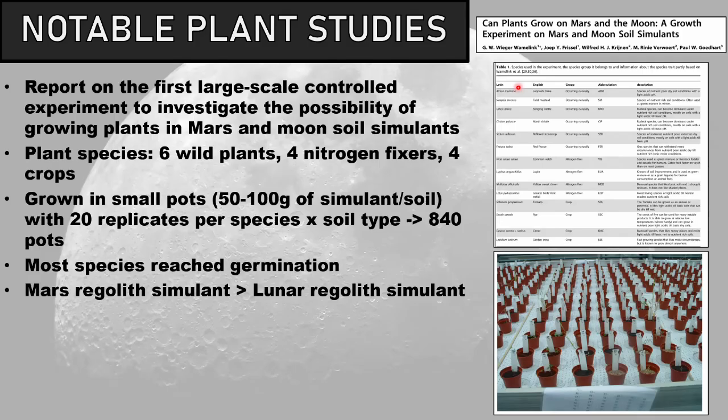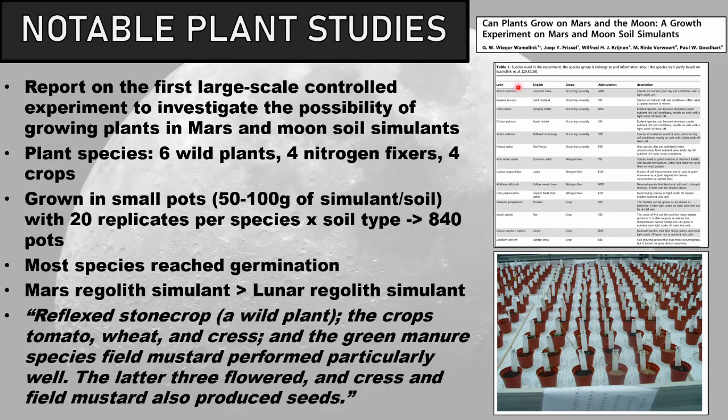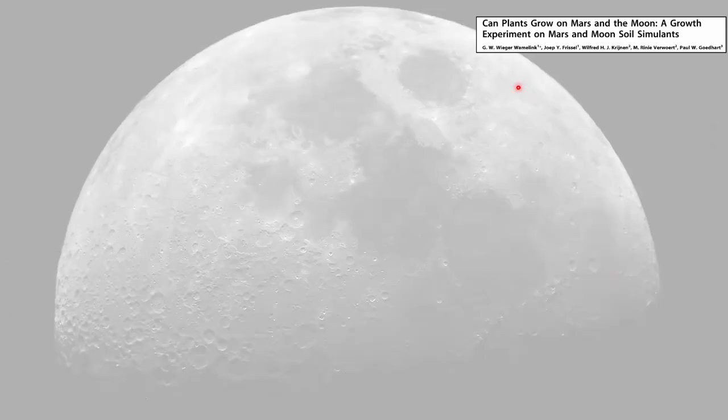I don't think they took into account the fact that Mars has these perchlorate salts, which are toxic. But at least if you could get those out, Mars was easier to grow things in than the lunar regolith. And one of the results sentences was: reflexed stonecrop, a wild plant, the crops tomato, wheat, and cress, and the green manure species, field mustard, performed particularly well. The latter three flowered, and cress and field mustard also produced seeds. So not only did they get plants to germinate and grow, some flowered, some even produced seeds. So the next generation of plants.